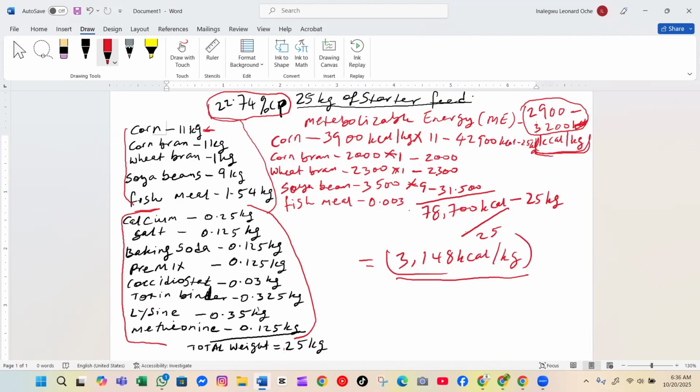So guys, this is a simple way of formulating feed for your birds. The starter we formulated can actually be used, but if you are reluctant and you want an already made feed formula, one that is tested, because I'm already using mine. If you follow my channel, you see where my workers are formulating feed for my birds. I've already started using that.